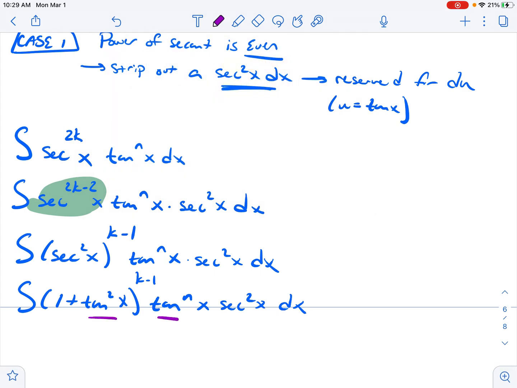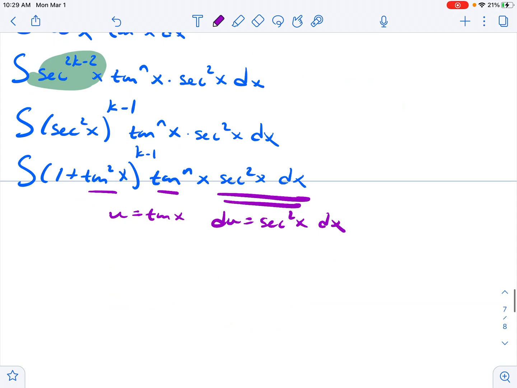Now we use u sub. U is the tan function. Du picks up the secant squared x dx. That's the idea here. Okay, so let's see one in practice.